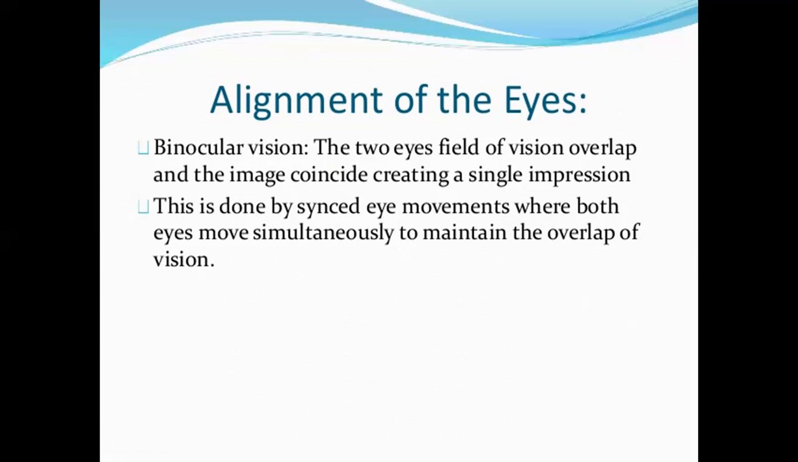This is done by conjugate eye movement, where both eyes move simultaneously. Means how does this happen? It will be conjugate eye movement, where both our eyes will be moved simultaneously to maintain the overlap of vision. मतलब हमारा vision को overlap करने के लिए our eyes will be moved simultaneously, अपने आप simultaneously ये move करते रहते हैं, so that it will be maintaining the overlapping of the vision.